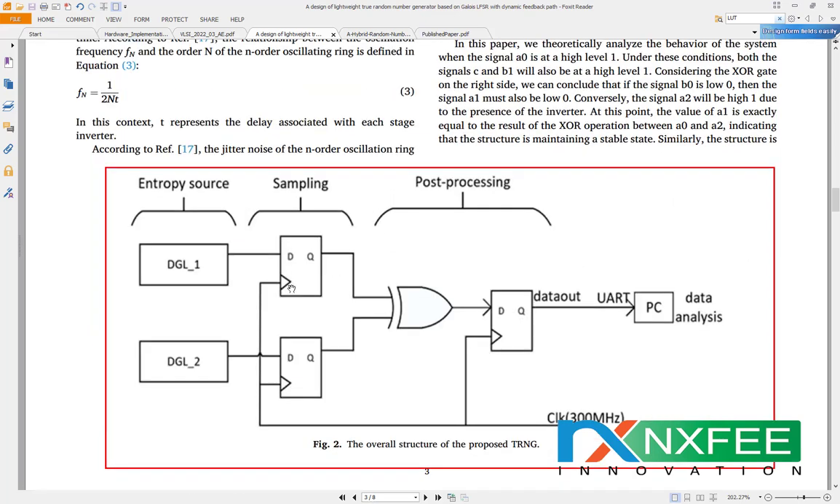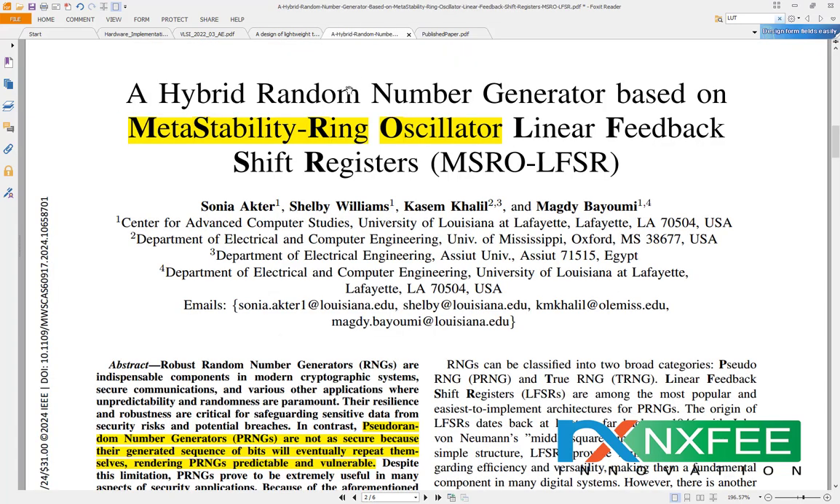This architecture is used in figure 2, the overall structure of the proposed TRNG method. Here we have developed this architecture in single bit and also for an 8-bit vector. Once both of these designs are completed, we move on to the proposed model. For the proposed architecture, we selected the paper, a hybrid random number generator based on a metastability ring oscillator linear feedback shift register, the MSRO LFSR architecture.